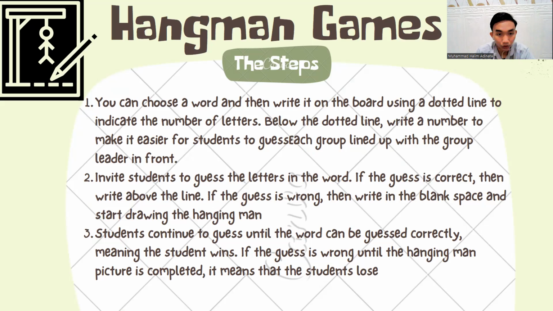Second is invite students to guess the letters in the word. If the guess is correct, then write above the line. If the guess is wrong, then write in the blank space and start drawing the hangman. And the last step is students continue to guess until the word can be guessed correctly, meaning the student wins. If the guess is wrong until the hangman picture is completed, it means that the students lost.